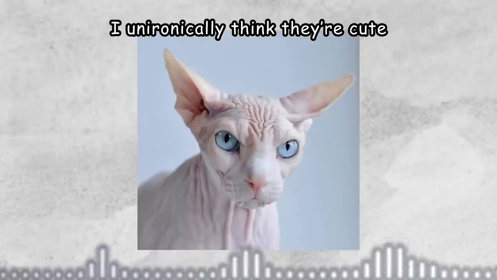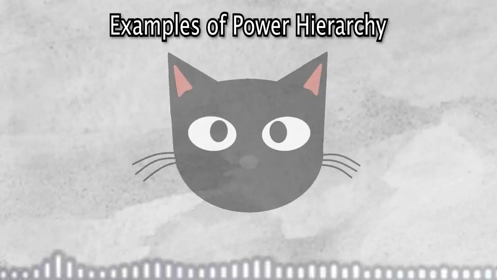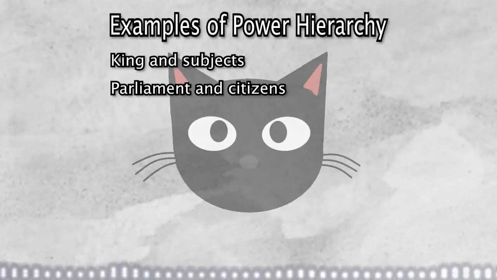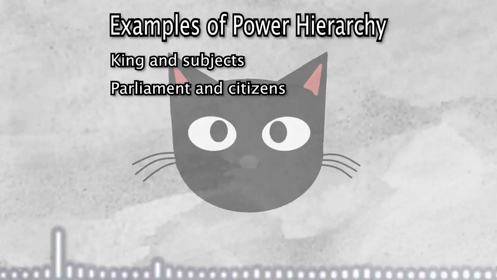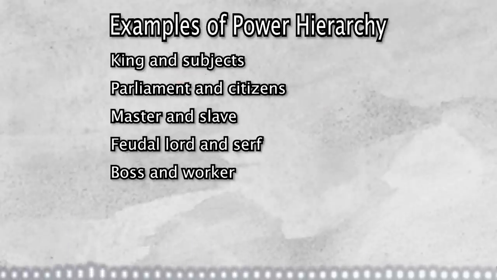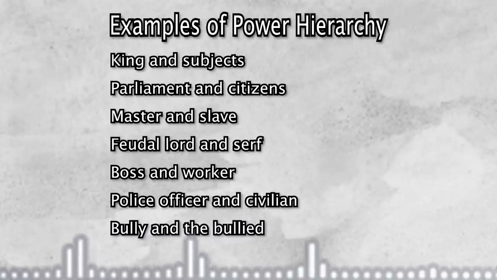But when we're talking about politics, we're not talking about cuteness. We're talking about power and control. A political hierarchy is a hierarchy of power, which means those higher up in the hierarchy have power over those below. For example, the hierarchy of a king over his subjects, and also a hierarchy of members of parliament or Congress over ordinary citizens. And hierarchies of power and domination are also found outside of politics. Other examples include master and slave, feudal lord and serf, boss and worker, police officer and civilian, or bully and kid who gets punked for their lunch money.